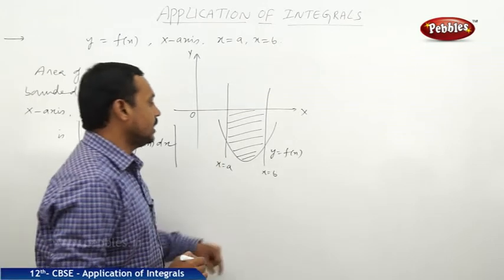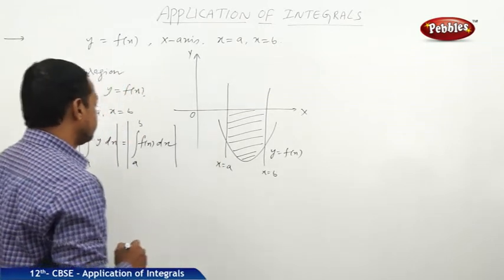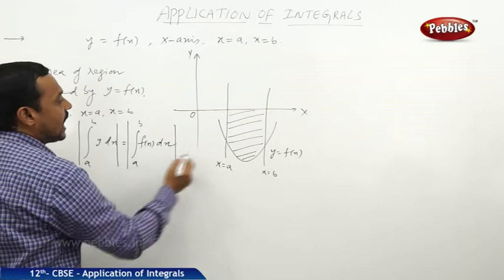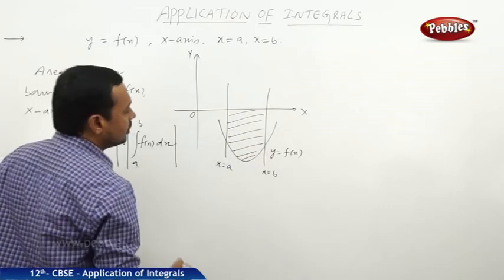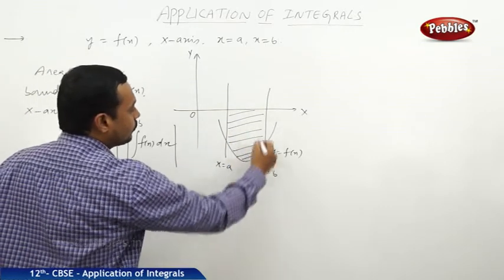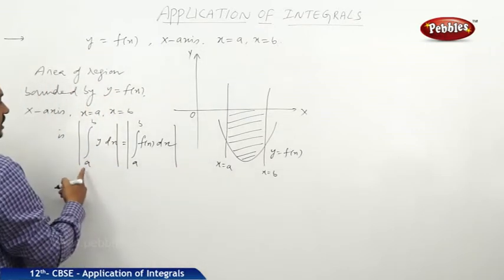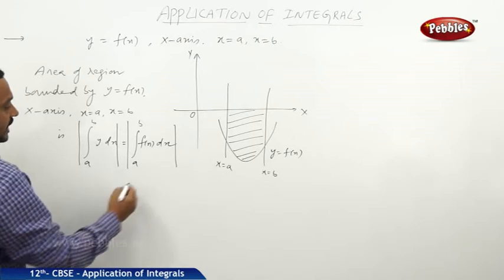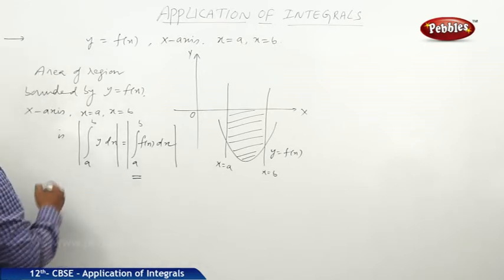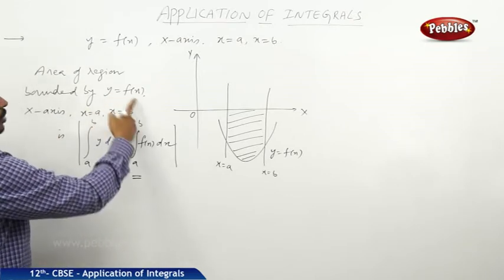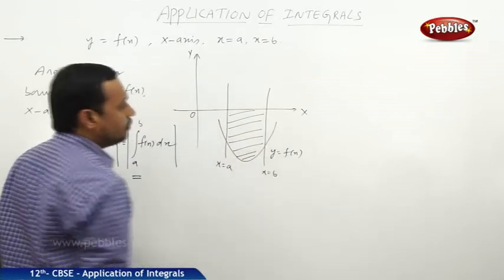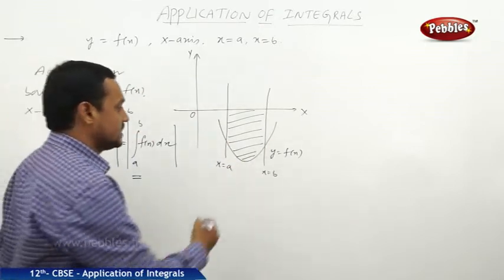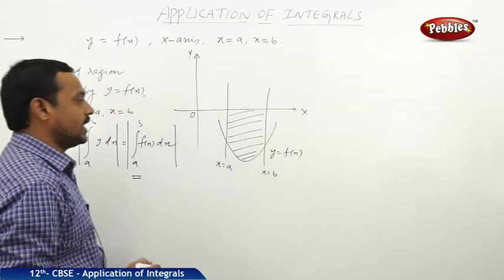Numerically, the area is the same. So consider the absolute value of this integral, that is, modulus of integral a to b f of x dx. Now this is the area of the region bounded by the curve when the graph is completely below the x-axis between x equals a and x equals b.